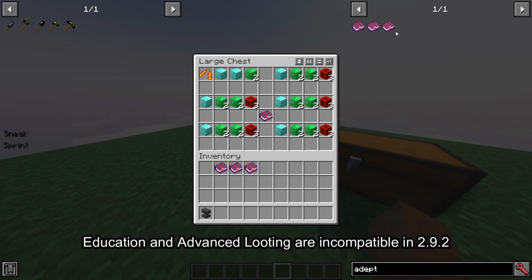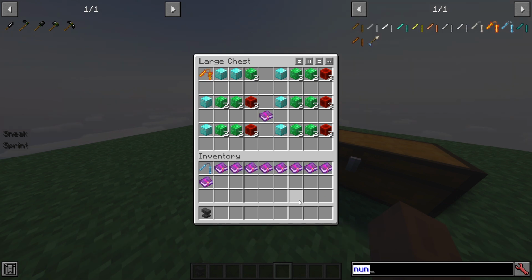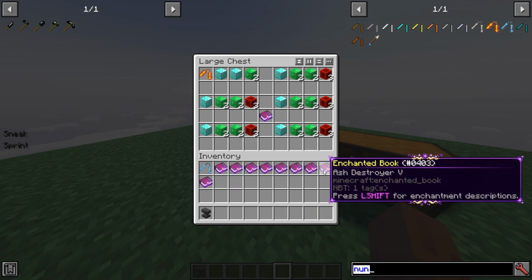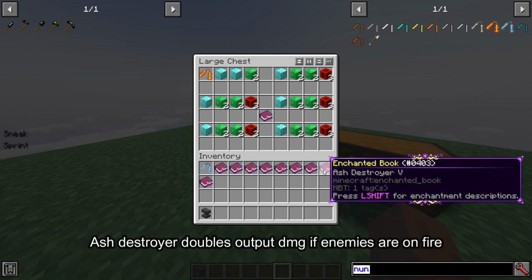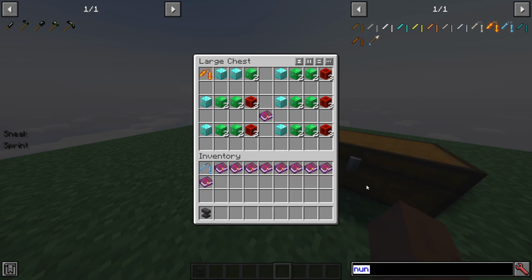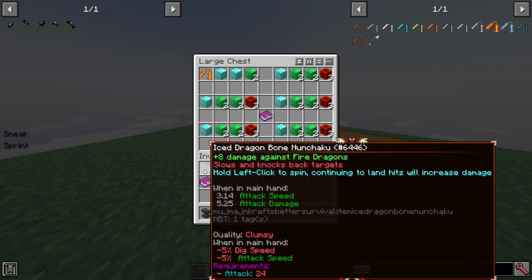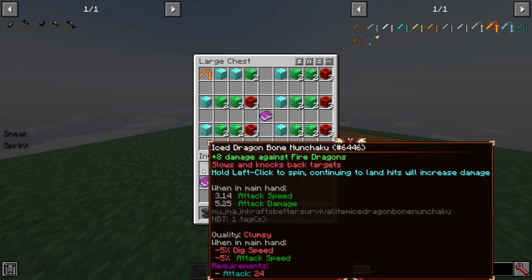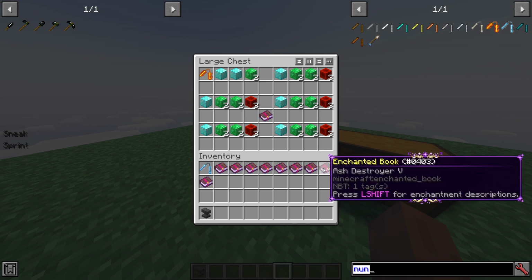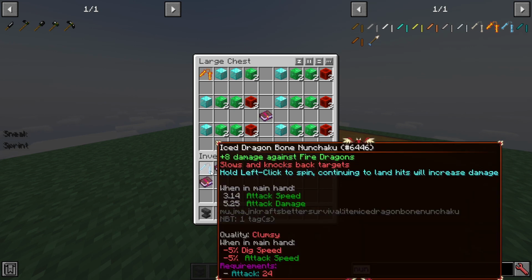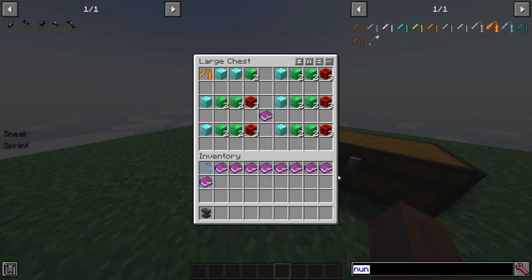In 292 we can't use education with looting, we have to use adapt. I found something out, I will probably make a new video about it, but just telling you, Ash Destroyer doubles your output damage. So the total damage you calculate with everything, with strengths, with sinful, with whatever, and all the enchantments, is doubled by Ash Destroyer if the enemy is on fire. And you would think ice Dragonbone weapons don't put the enemies on fire, but for the calculation of the damage, they put them on fire if you have Supreme Fire Aspect. So it doubles the damage even though the enemies are not really on fire.